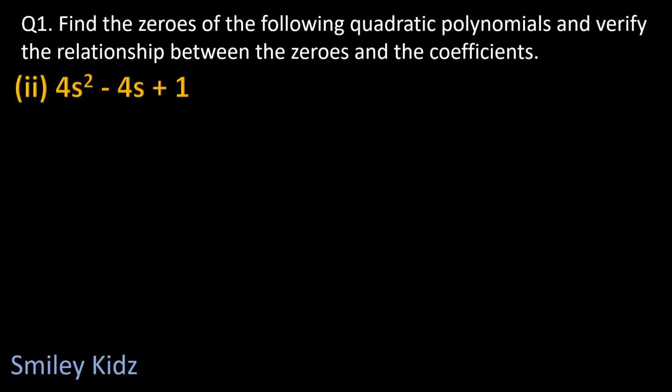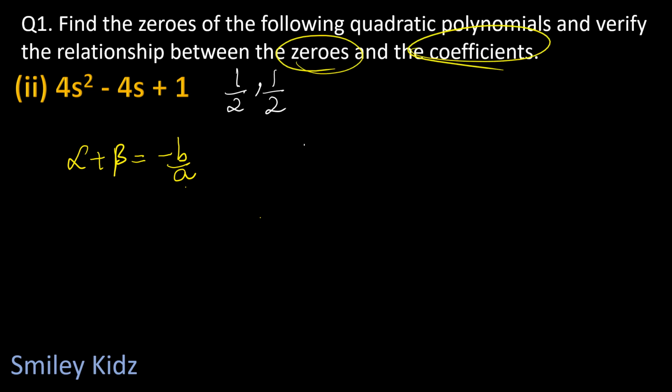Now, what are the zeros of 4s square minus 4s plus 1? They are 1 by 2 and 1 by 2 respectively. Now, we know that alpha plus beta is equal to minus b by a. Because we're going to verify the relationship between the zeros and the coefficients. So first we're going to find out the sum of the zeros and its coefficients, isn't it? Now we know that alpha is equal to 1 by 2 and beta is also equal to 1 by 2.